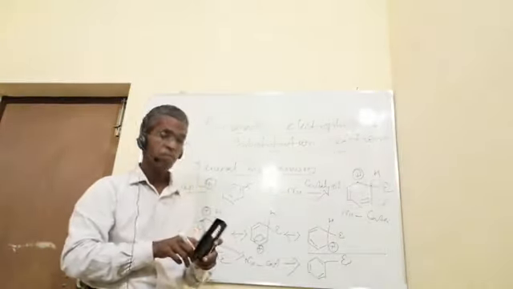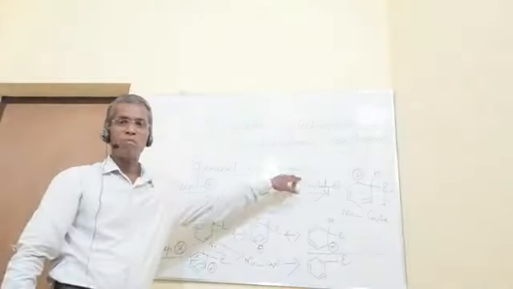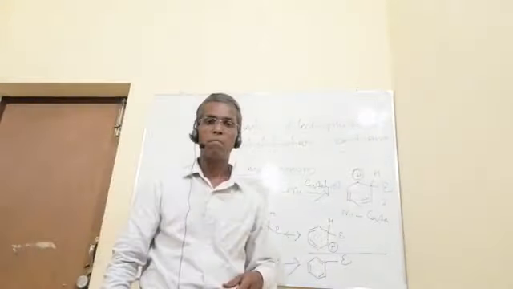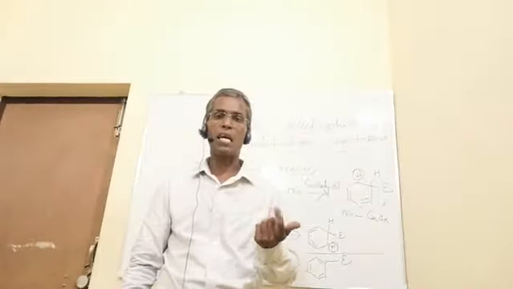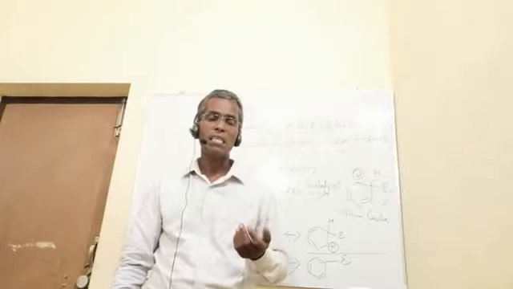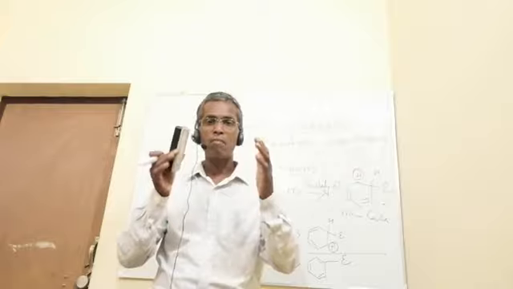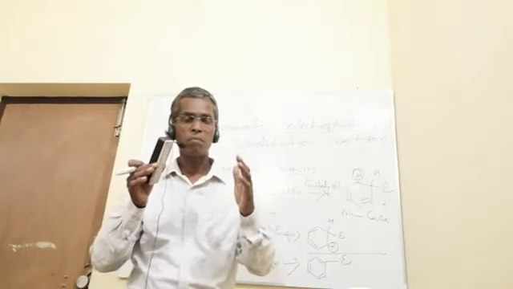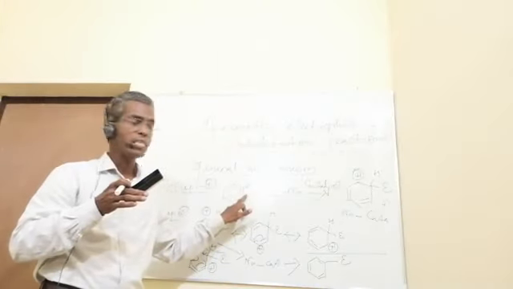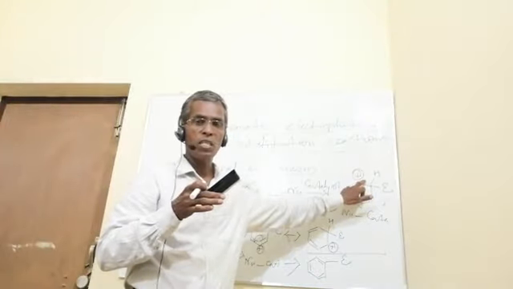I repeat, try to understand the concept. As far as the general mechanism of electrophilic aromatic substitution reaction is concerned, whatever the type of reaction may be, nitration, sulfonation, halogenation, alkylation, or acylation, in general the different electrophilic substitution reactions proceed via 3 different steps. Step number 1, attack of electrophile on the benzene ring takes place, giving you carbon with positive charge.